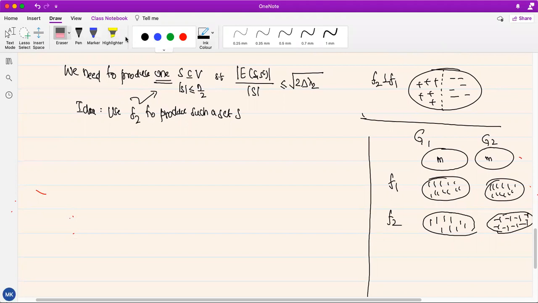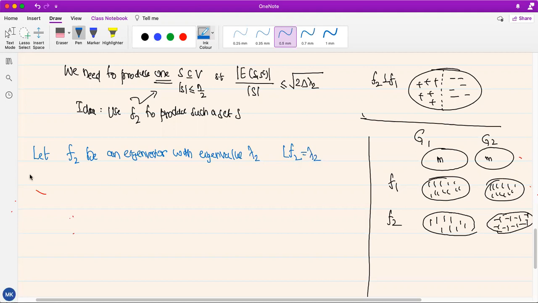Any questions in general about this? If not, let's proceed. Let's see what we get. So more precisely, let F2 be the second eigenvector, so that LF2 is equal to lambda 2 F2. What we will do is, for convenience, the set that we will produce will be what is called a sub-level set of F2. What I mean by this is you fix some number, and you take all those vertices where F2 takes value less than that number. We have to choose that number appropriately.